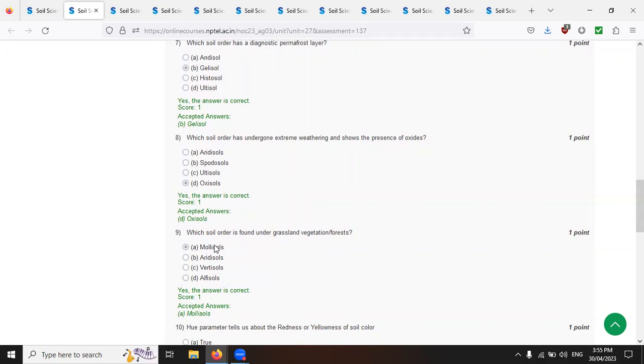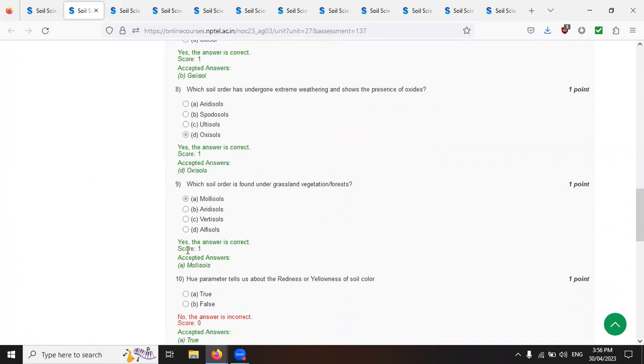Which soil order is found under grasslands, vegetations, forests? So which one's fertile? So it's mollisols, or aridisols, or vertisols, or alfisols. It's mollisols. Sorry, I said that weird.